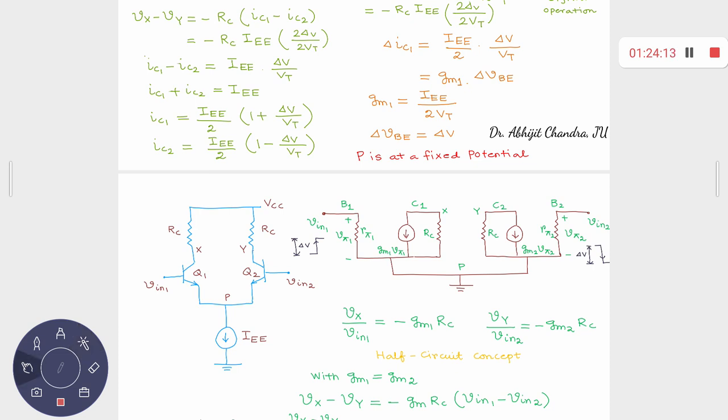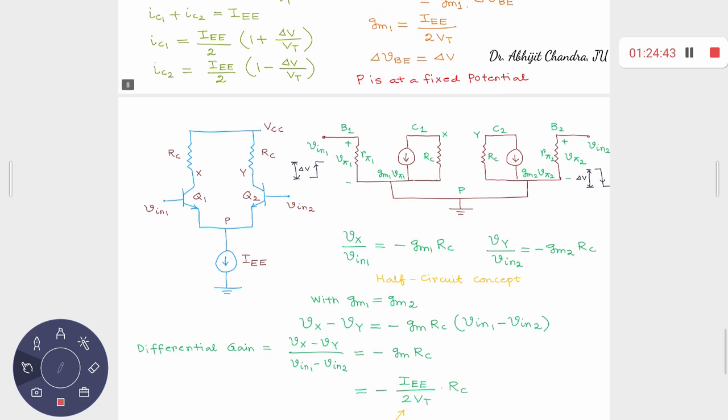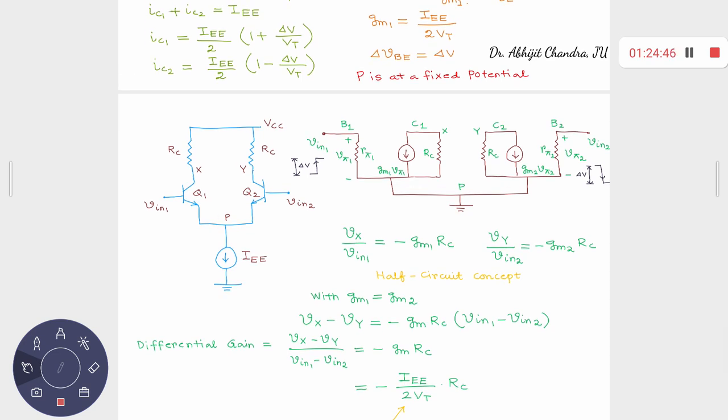Then what is your Vx minus Vy? Vx upon V1 is equal to minus gm1 RC, and Vy upon V2 is equal to minus gm2 RC. Now with gm1 equal to gm2, I can write Vx minus Vy equal to minus gm RC times (V1 minus V2). So you could take the differential gain, Vx minus Vy upon V1 minus V2, which is given by minus gm RC, and that is nothing but minus RC IE by 2 Vt. That is the gain.